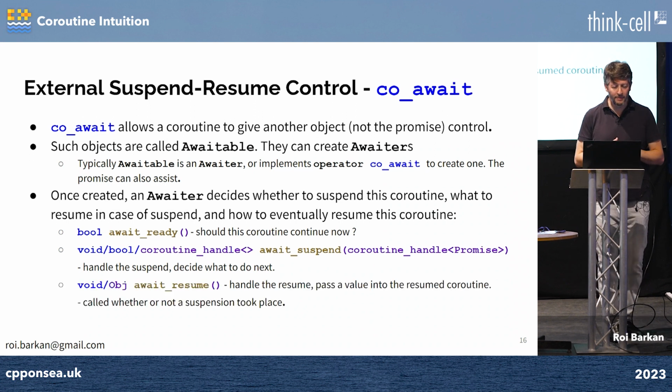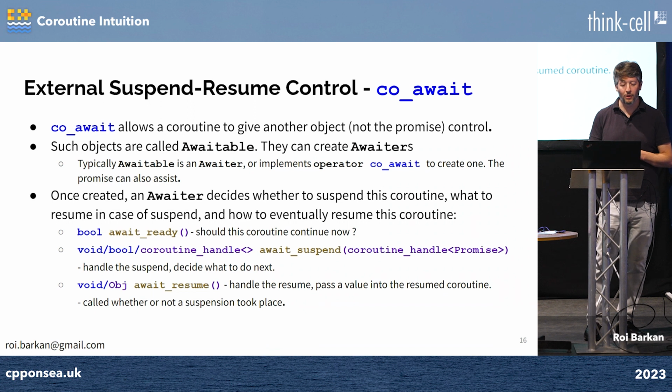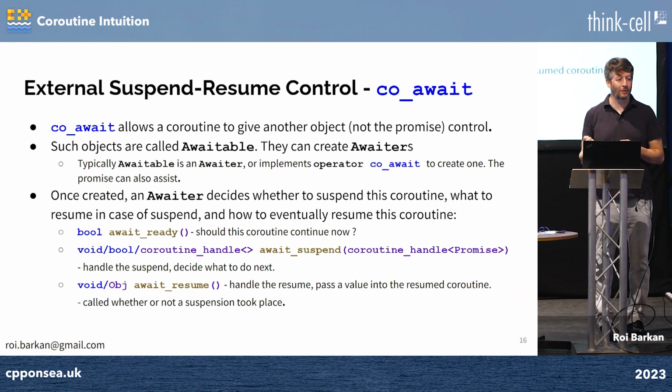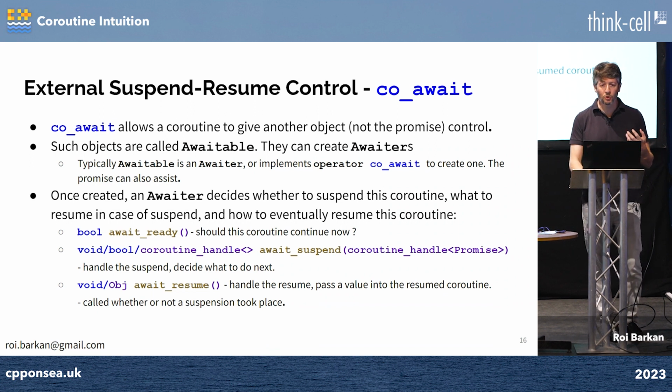And then there's the last function called await_resume, which is called right before the coroutine gets resumed. And this is called whether the suspension happened or not. And it's a way for the awaiter to pass information back into the coroutine, sort of like the result that the coroutine was awaiting for.